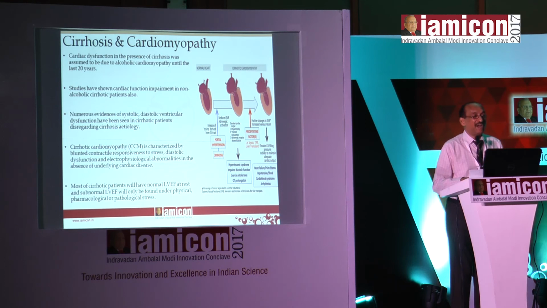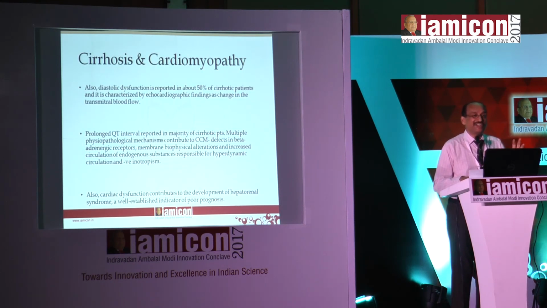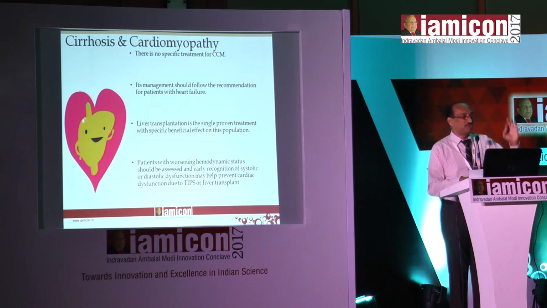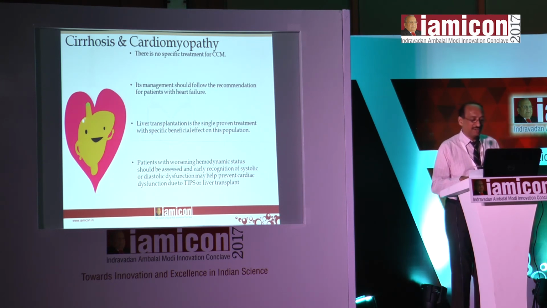And finally, cirrhotic cardiomyopathy is a very recognized entity. Previously we thought alcoholics having cardiomyopathy was only because of alcoholic cardiomyopathy, but not necessarily. Even non-alcoholic cirrhotics can have cardiomyopathy, and they all have problems with reduced left ventricular ejection fraction and left ventricular diastolic dysfunction, and prolonged QT interval has been found, and hepatorenal syndrome is also increased in patients with cirrhotic cardiomyopathy. There is no specific treatment for cirrhotic cardiomyopathy, but the best thing to do is liver transplantation, which completely cures the problem.